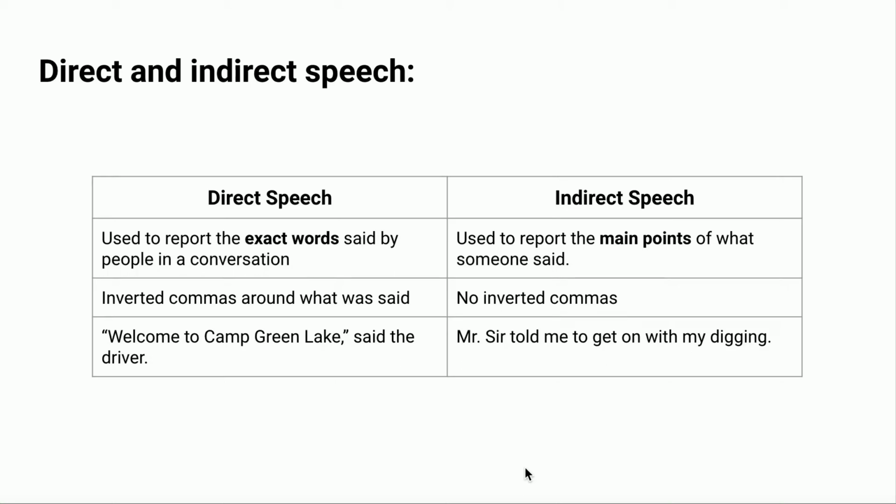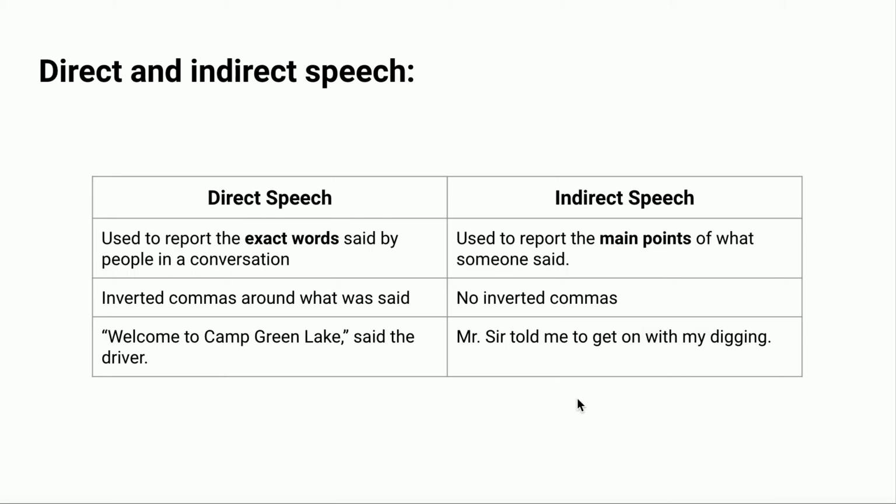So today you are going to be having a go at writing some indirect speech. Now you'll be used to writing direct speech, which is when you report the exact words said by someone in a conversation. We have inverted commas around what was said. So for example, "Welcome to Camp Green Lake," said the driver.